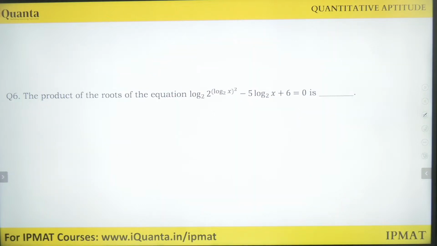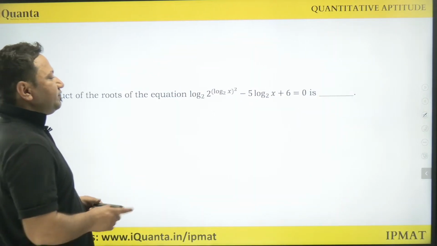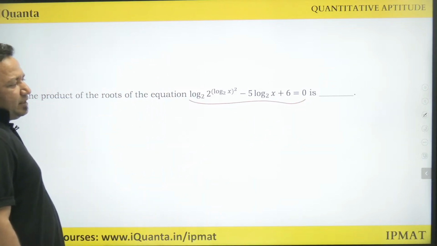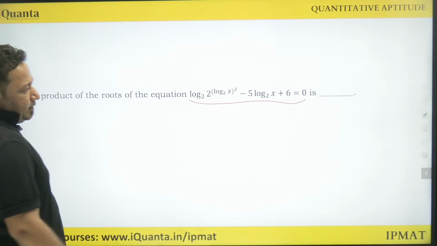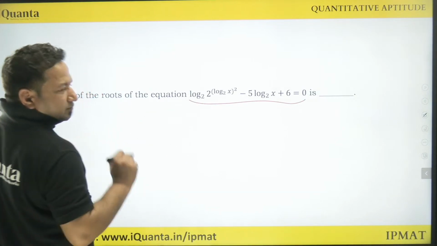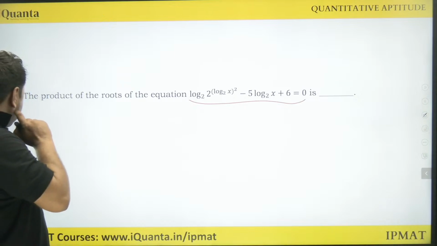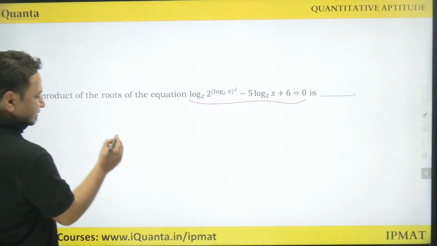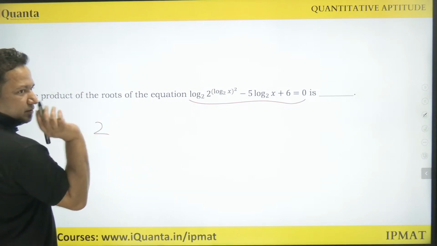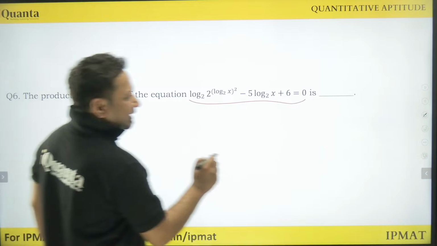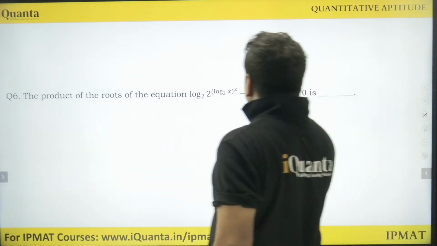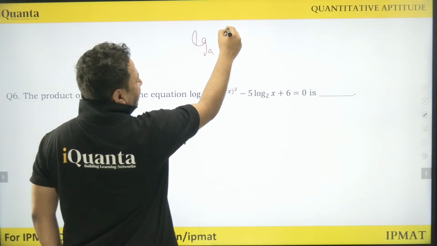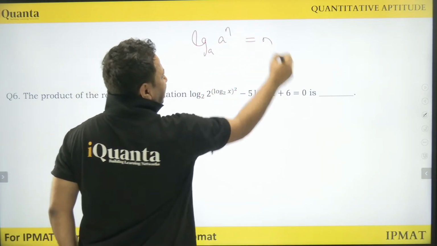Coming to next one. The product of the roots of the equation, this is what? Okay, tell me something. Here we have log base as 2. The base is 2. And then we have something in power of 2. So if I rewrite this, log will be gone and all we'll be having is the power. For example, log, let's say base is a to the power n. This is nothing but equal to n only, isn't it?